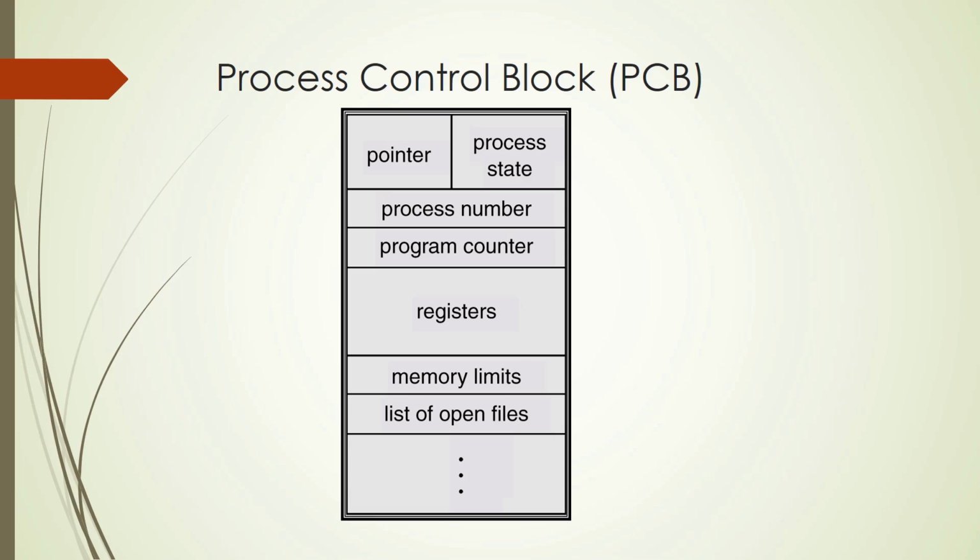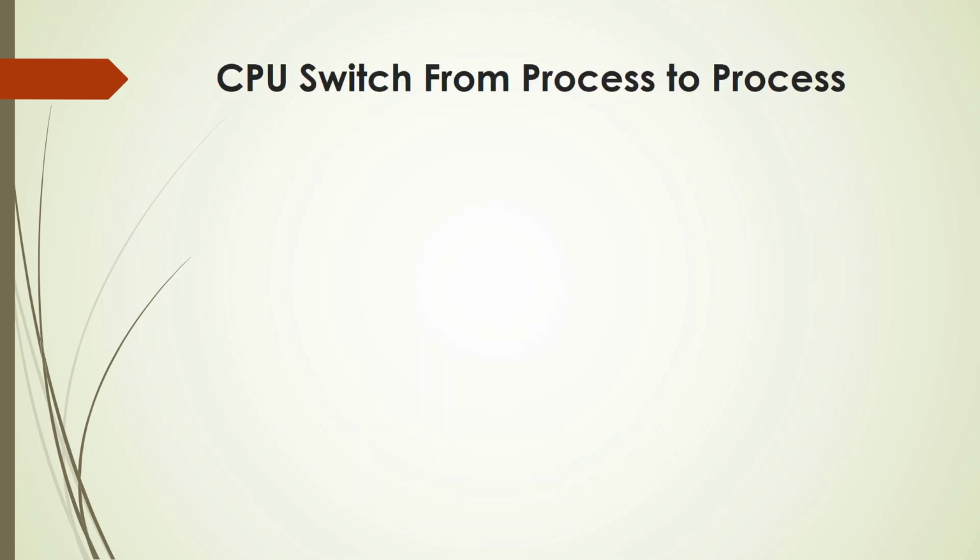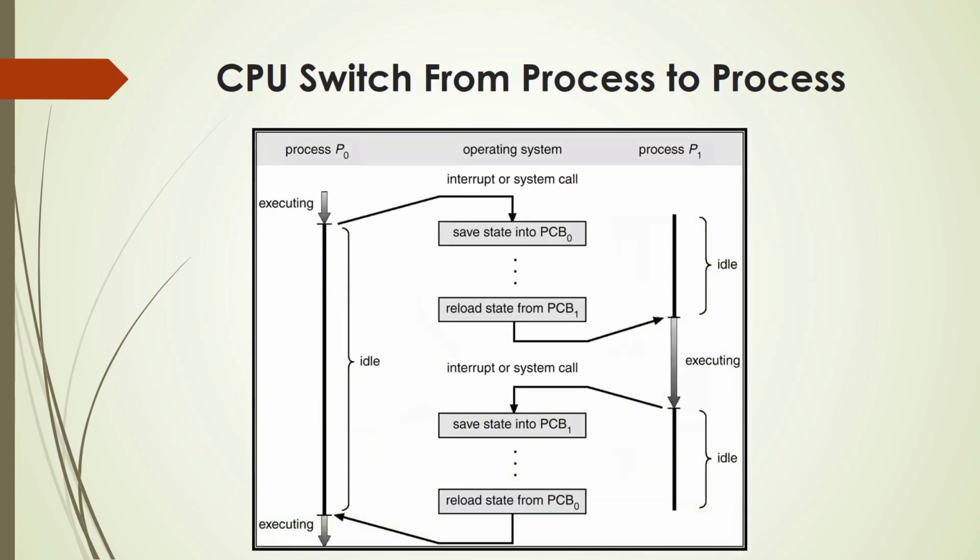In the last class, we have seen the concept of process control block, that is PCB. Today we'll see how the CPU switches from process to process with the help of this process control block. So let us look at this particular diagram. Here we have process P0, process P1 and the operating system. We'll see how the operating system switches from P0 to P1 and then back to P0 again.